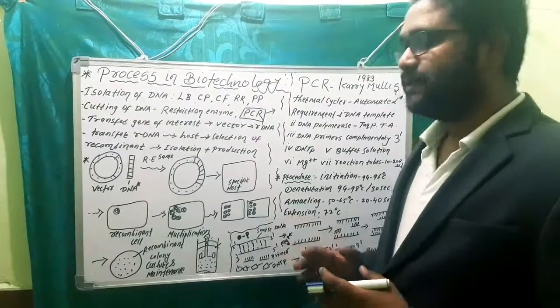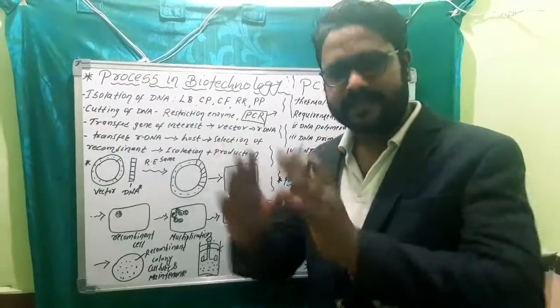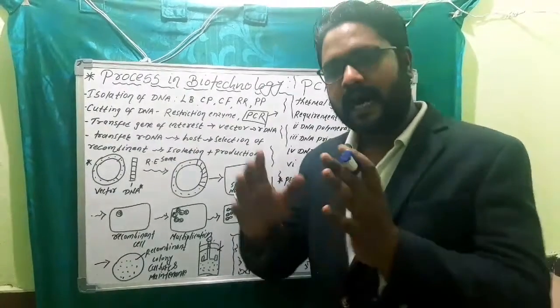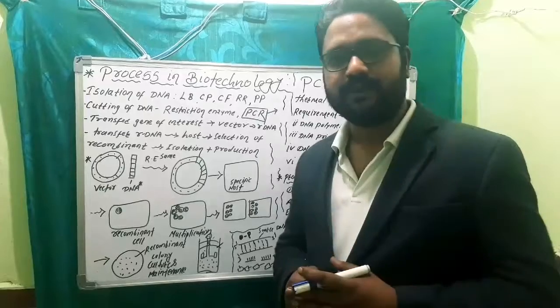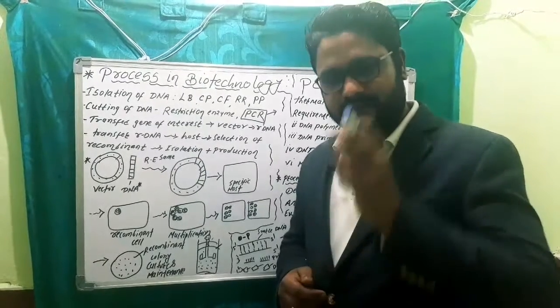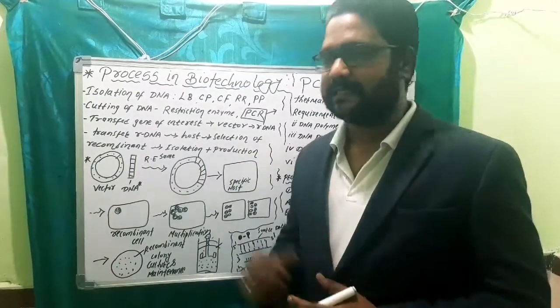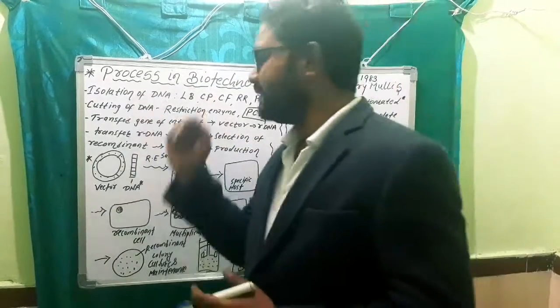Okay, so first of all we have to isolate the DNA, consisting of the gene of interest, from the source organism. So the first step in the process of biotechnology is isolation of the DNA which is of our interest, or which has certain genes that can produce the product of our interest. Okay, so the first step is isolation of DNA.